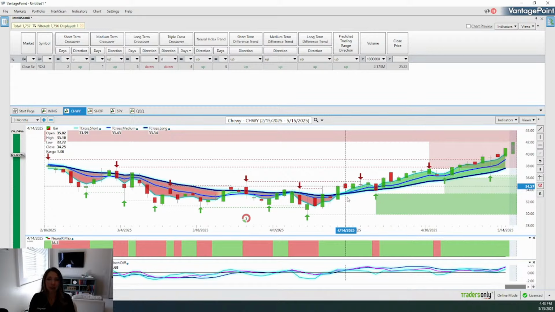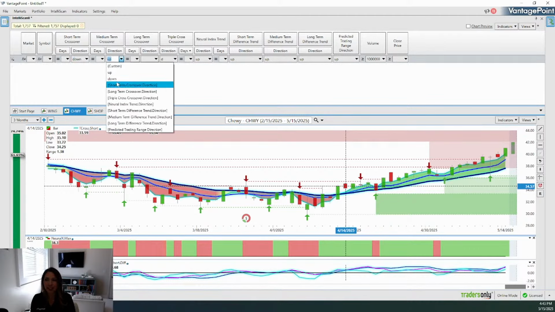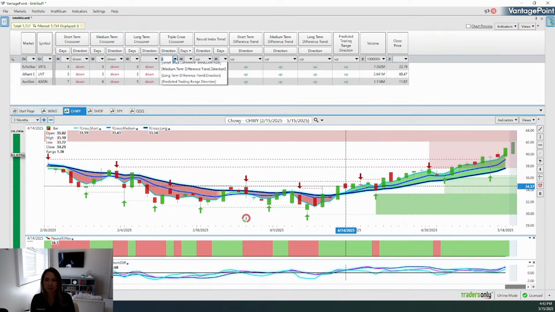But that's the beauty of VantagePoint and the IntelliScan, is that we can customize these types of opportunities based on the individual trader and the trade styles and strategies that you yourself utilize. So that's for everybody. But this would be a reversal type of opportunity. So let's reverse this now, right? Let's look for opportunities that may be shifting to the downside. So all we have to do is reverse. So what's up, we'll change to down. We'll do this very quickly. And what's down, we'll change to up, right?